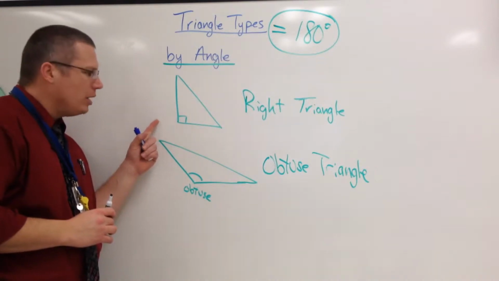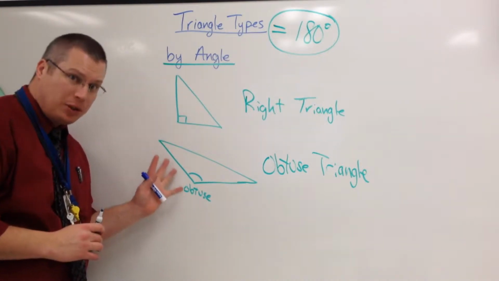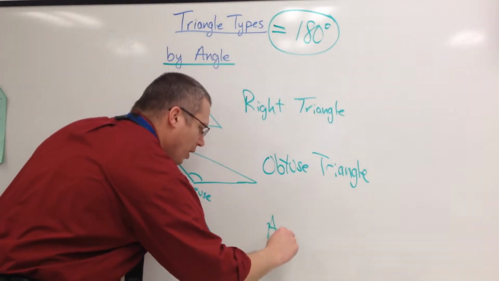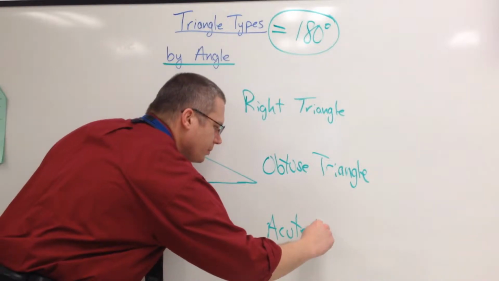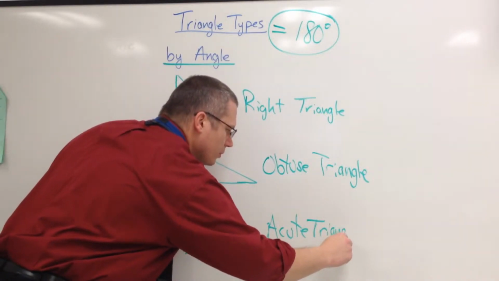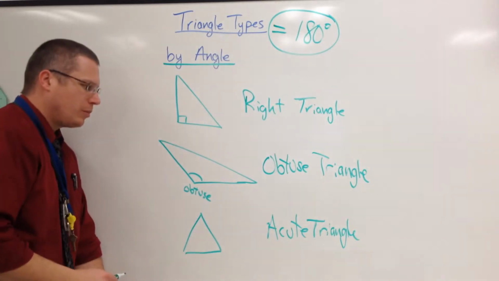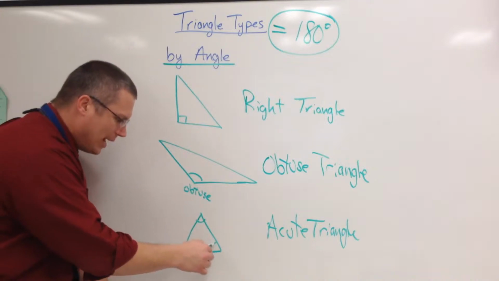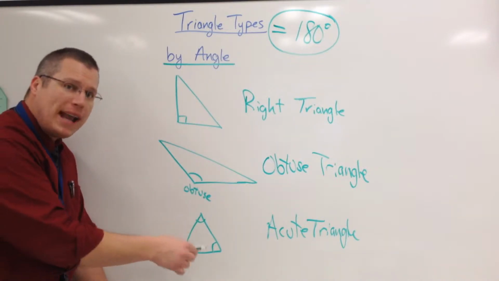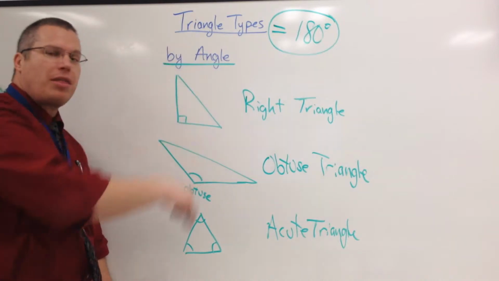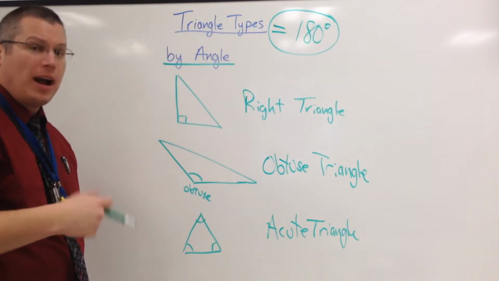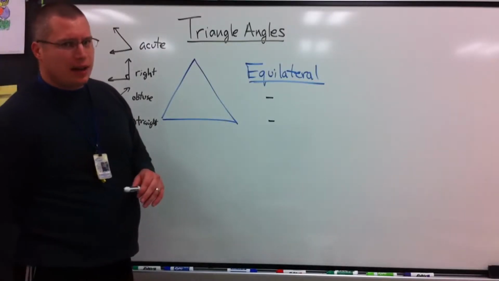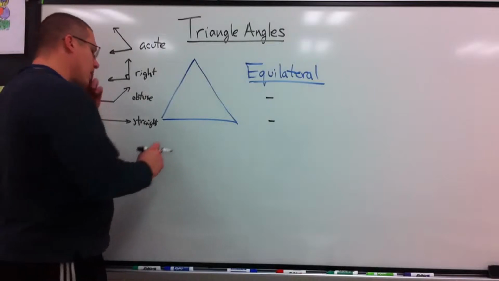So if it's got a right angle, it's a right triangle, obtuse angle, obtuse triangle. The only other option is when all three angles are acute. So if there is no right angle, there is no obtuse angle, all three must be acute. All three angles must be less than 90. These are the three ways to name a triangle based on the angles that it has. And we're going to talk about side lengths, naming triangles by that.